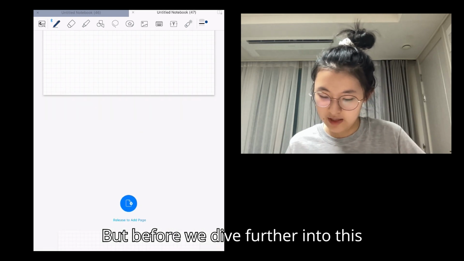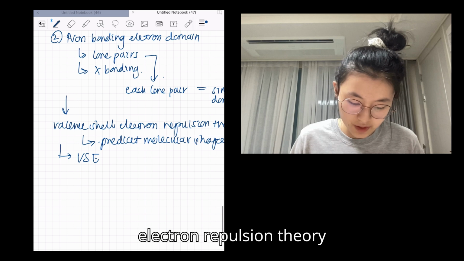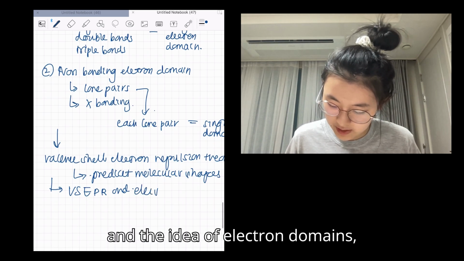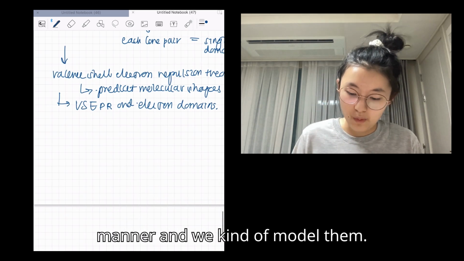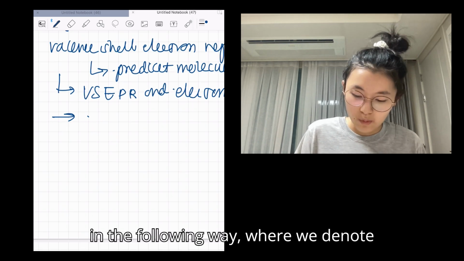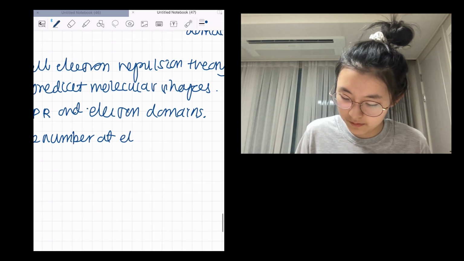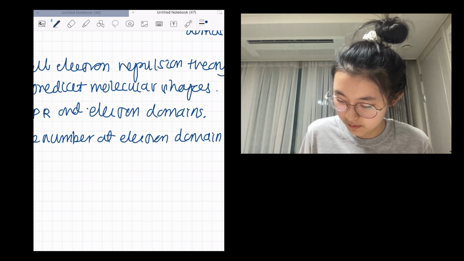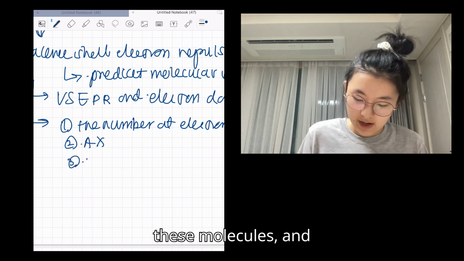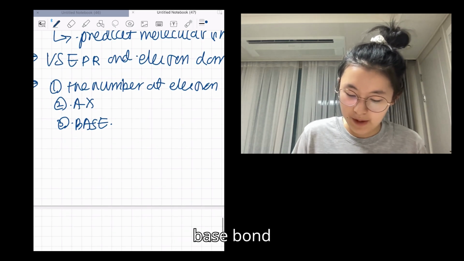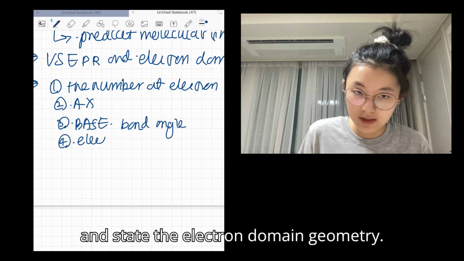But before we dive further into this theory, based on what we know about the valence shell electron repulsion theory and the idea of electron domains, we notate these in a specific manner, and we model them in the following way, where we denote, firstly, the number of electron domains that they have, and secondly, state the AX formula of these molecules, and also write those base bond angles for any molecule that we have, and state the electron domain geometry.